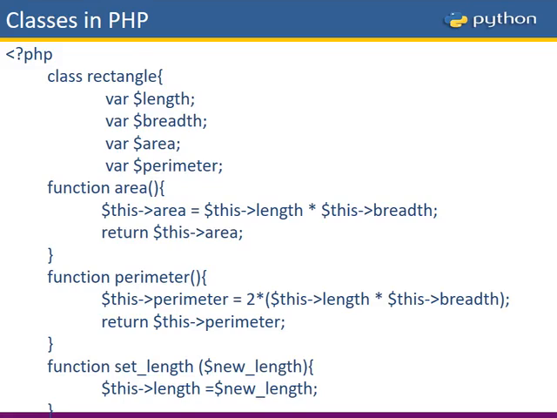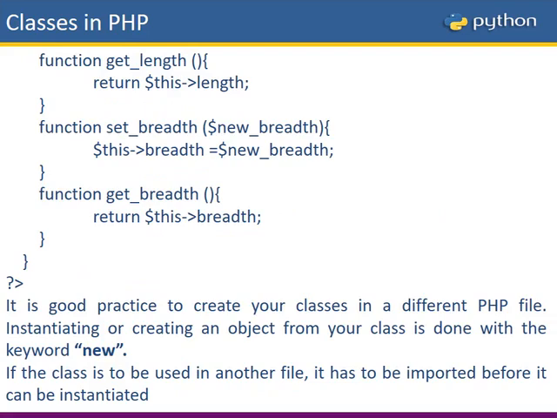$this length equal to $new_length. Then we have the function get_length, which returns $this with the arrow length. The same thing is applicable to set_breadth and likewise get_breadth. So that is how we set and get values, and calculate the area and the perimeter.